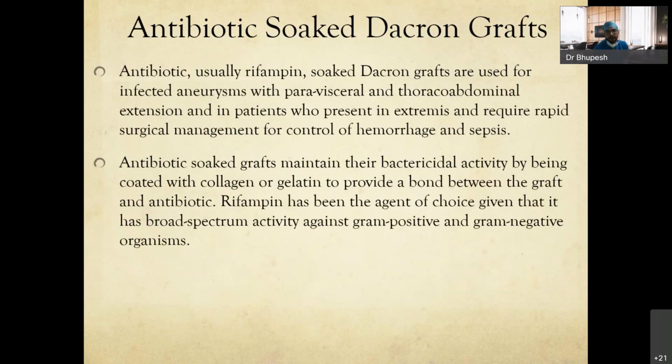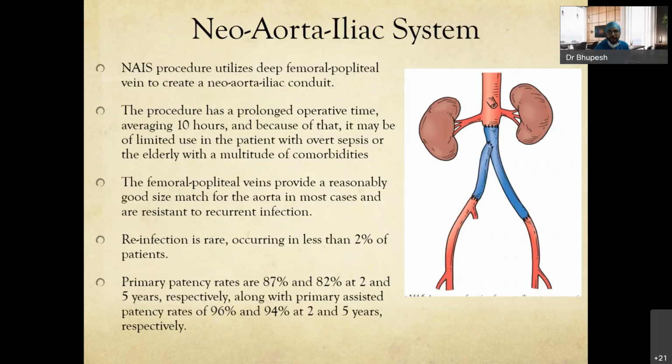The antibiotic we usually use is rifampicin. These grafts are used for infected aneurysm with paravisceral and thoracoabdominal extension in a patient who presents in extremis and requires rapid surgical management for control of hemorrhage and sepsis. Antibiotic-soaked grafts maintain their bactericidal activity by being coated with collagen or gelatin to provide a bond between the graft and antibiotic. Rifampicin has been the agent of choice given that it has broad spectrum activity against both gram-positive and gram-negative organisms. Now we come to the neo-aortoiliac systems.